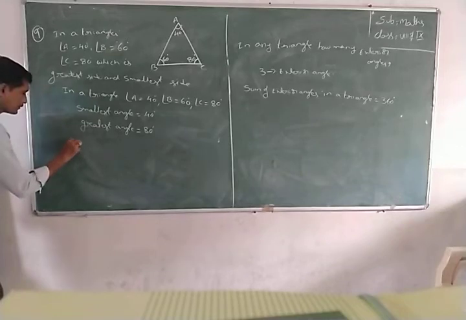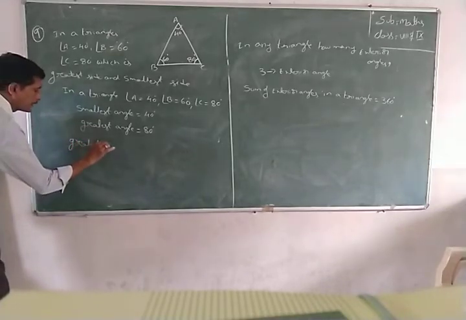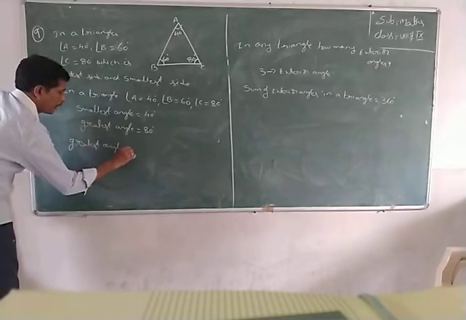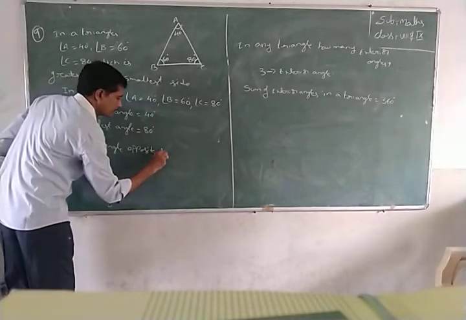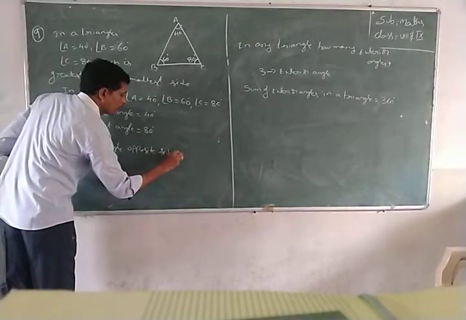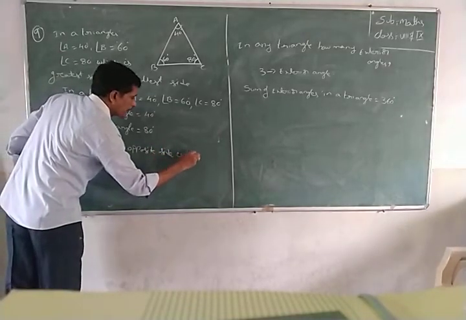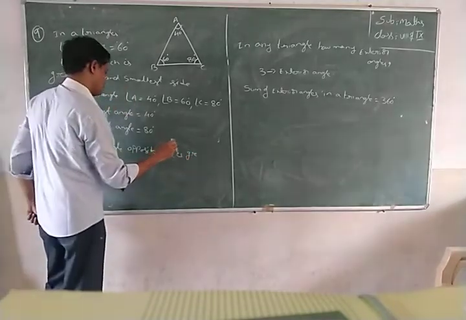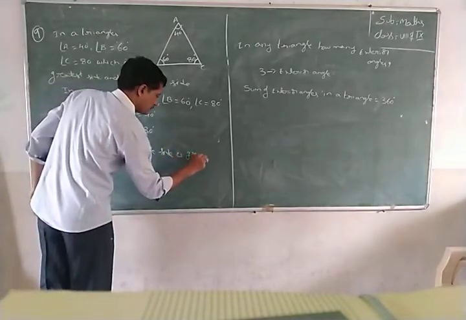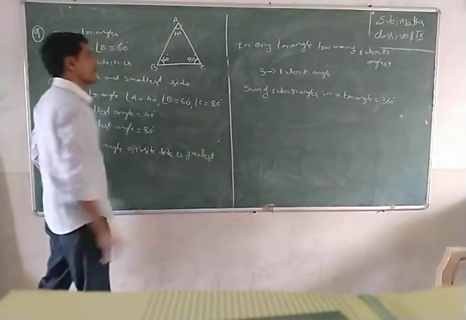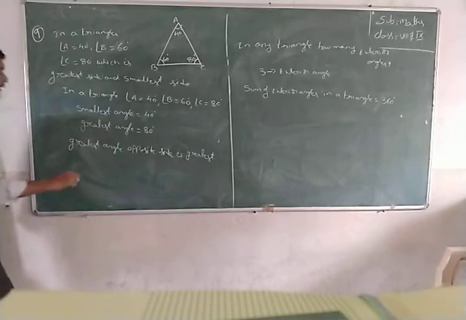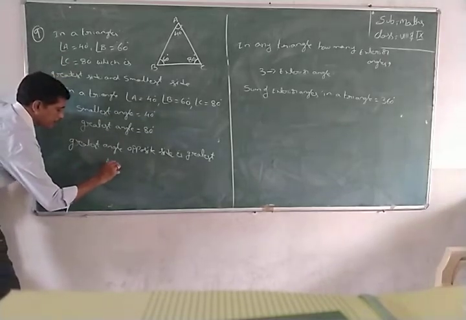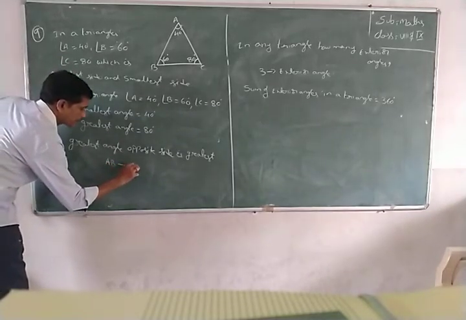The greatest angle's opposite side is the greatest side. Therefore, here the greatest angle is 80 degrees. The 80 degrees opposite side, which one is there? That is AB. AB is the greatest side.